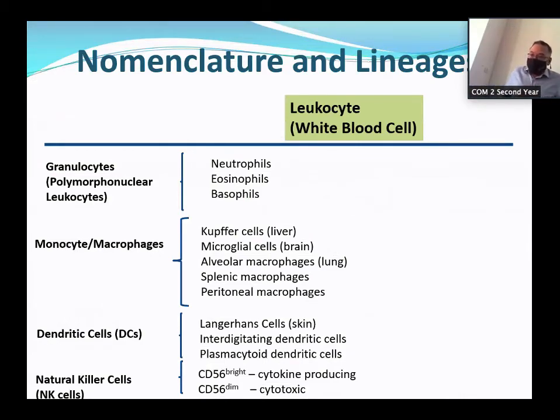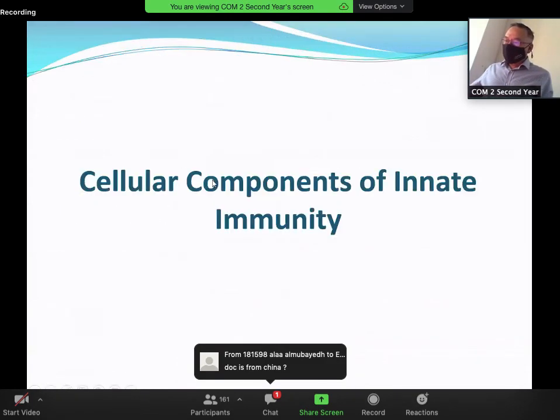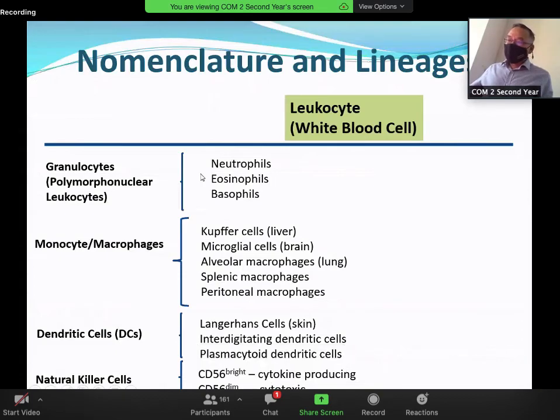So if we classify all the different white blood cells or leukocytes in the blood, we can group them based on their size and their shape. So the largest cells and the heaviest cells in the blood, we call these granulocytes because they contain dense granules if you look at them under the microscope. These granulocytes are composed of neutrophils, eosinophils, and basophils.